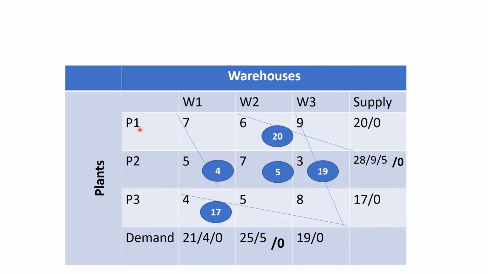That means no goods were transported from plant P1 to W1. Similarly, no good has been transported from P1 to W3. So all the goods which were produced at P1, factory P1, is supplied to warehouse 2. So that is how we did this solution.